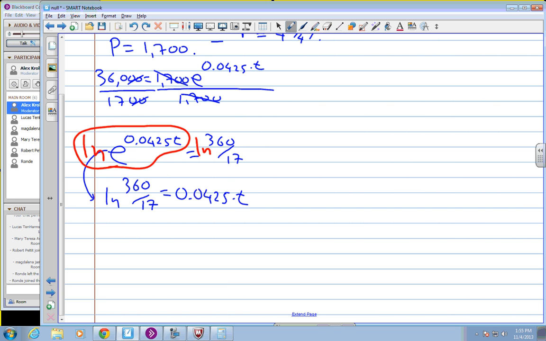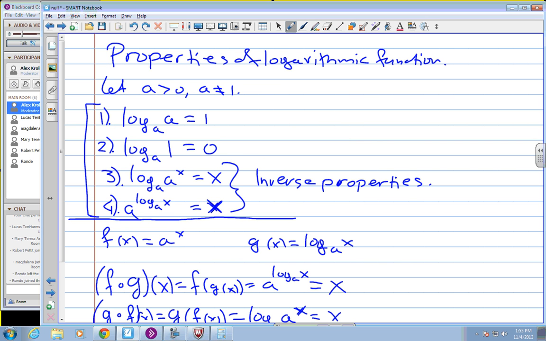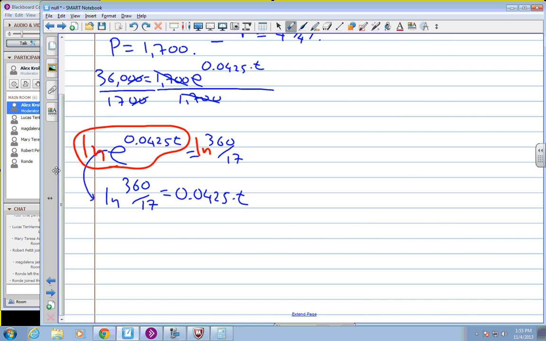Well, because of the e, that's what tells me to use the natural log. Right now I'm getting this property working for me. I have a natural log of e to some power, which will give me that power back. But if you ever put natural log in, it has to be on both sides. Right, it's on both sides.